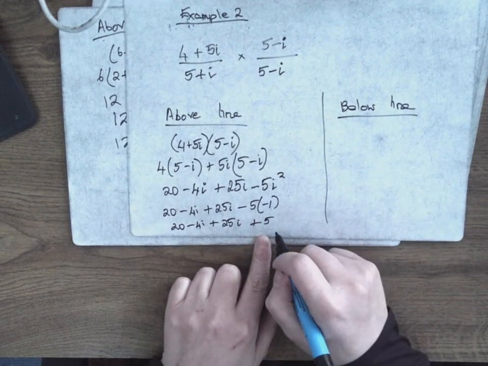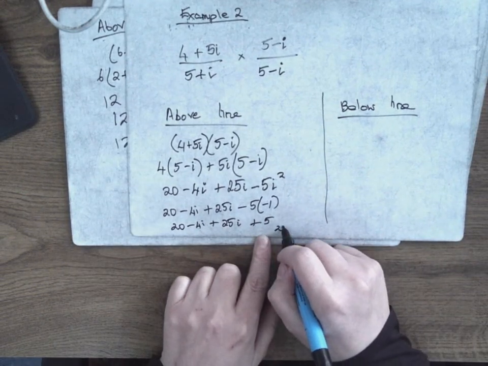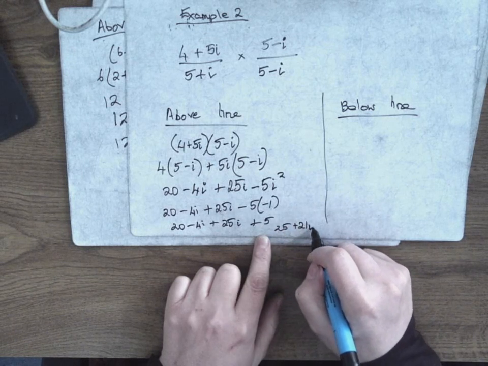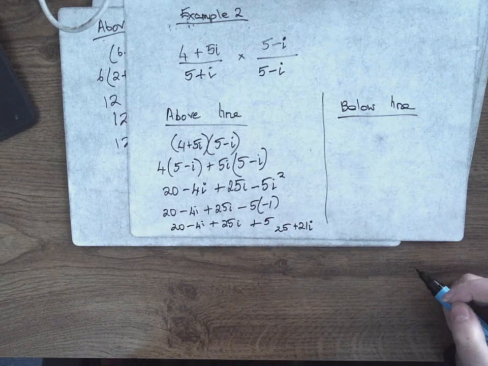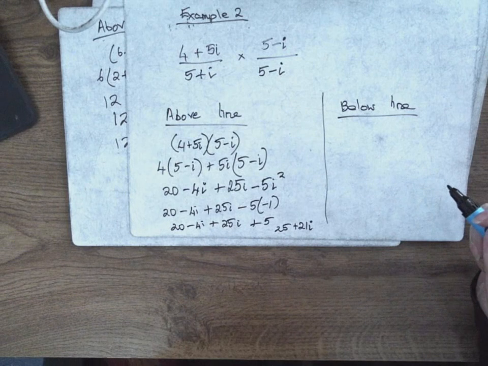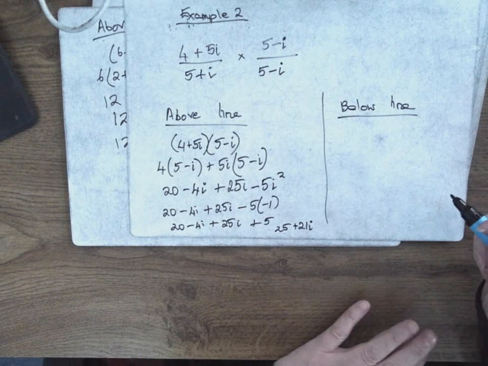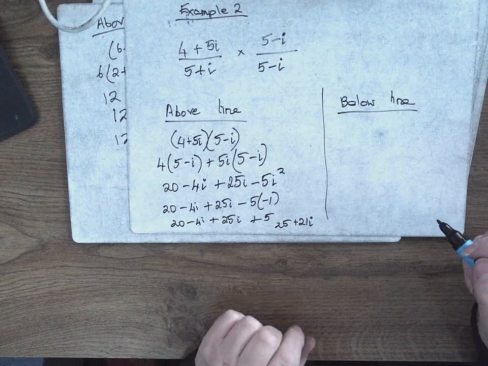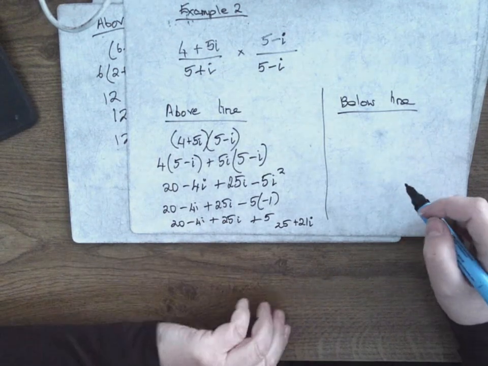Then put your real bits together and your imaginary bits together. So I'm just going to squash it in here. It's 25 plus 21i. Minus 4i plus 25i is plus 21i. Okay, is that alright? Above the line. Can you read it? I know I squashed it in. My writing's getting smaller as it's getting down.